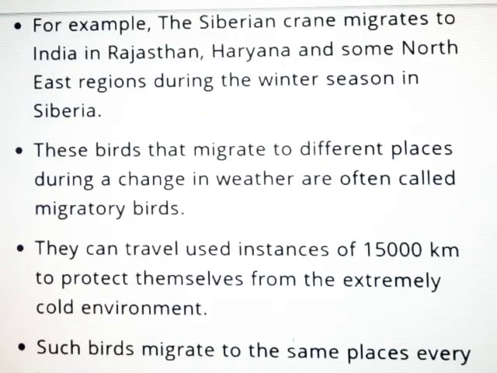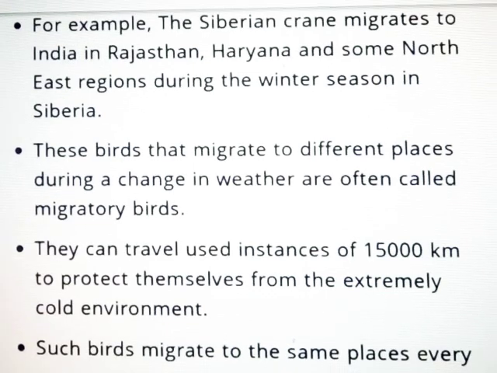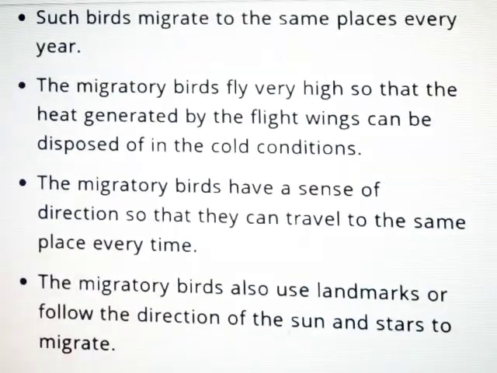For example, the Siberian crane migrates to India, in Rajasthan, Haryana and some northeast regions, during the winter season in Siberia. These birds that migrate to different places during a change in weather are often called migratory birds. They can travel long distances of 15,000 km to protect themselves from the extremely cold environment. Such birds migrate to the same places every year.